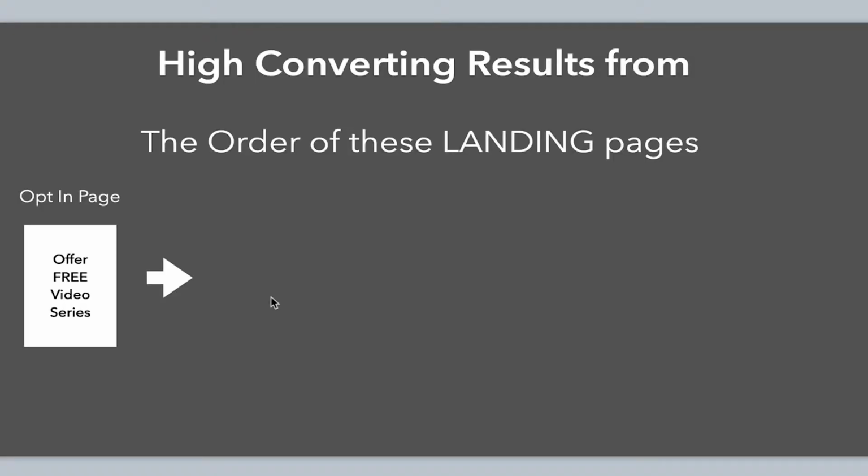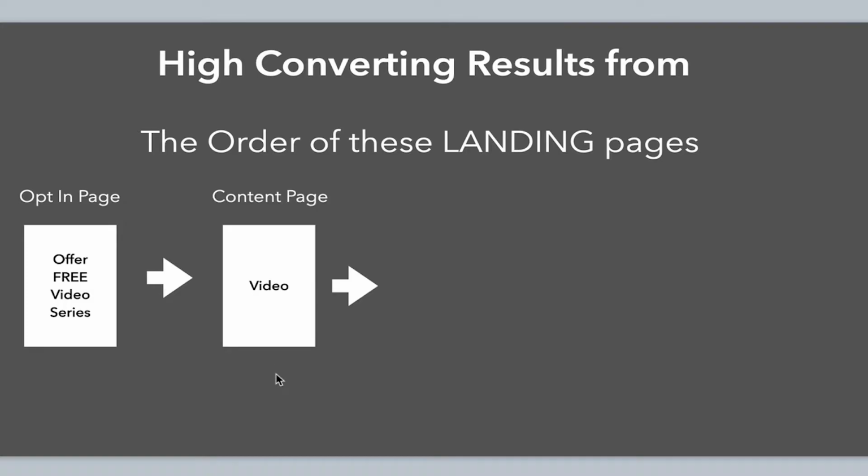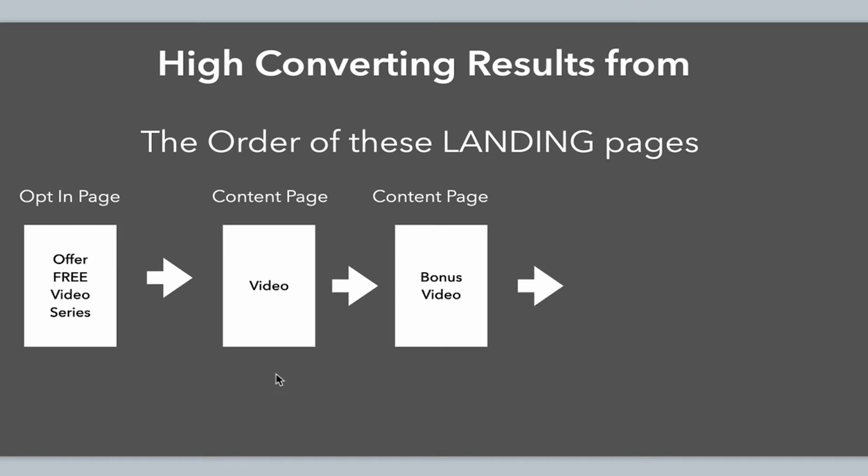You can actually expect to have an opt-in page, which we're offering something like a free video series. Then there's going to be a content page that comes after that. Maybe there's a video on it, maybe there's some text telling you about something. Like if you're there for sewing, let's just say, it's going to tell you some information about sewing. So then you actually get a bonus video like, hey, if you like this content, check out this crocheting video. I mean, I'm making this stuff up, just bear with me, right?